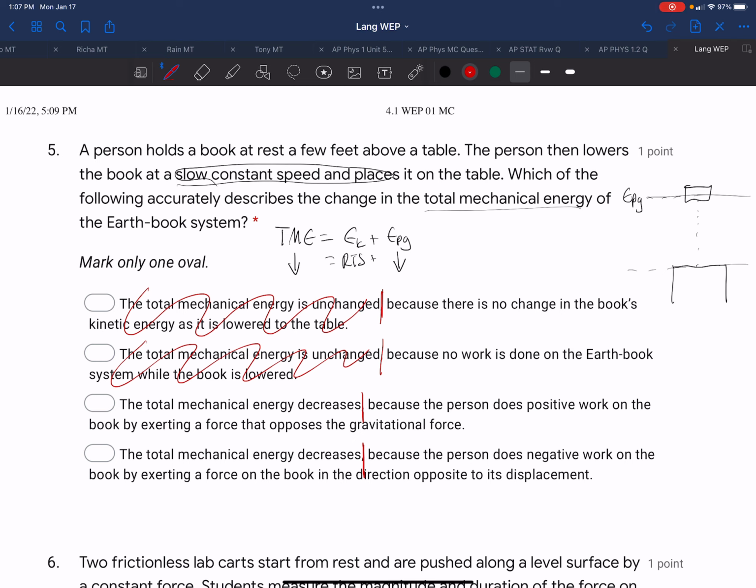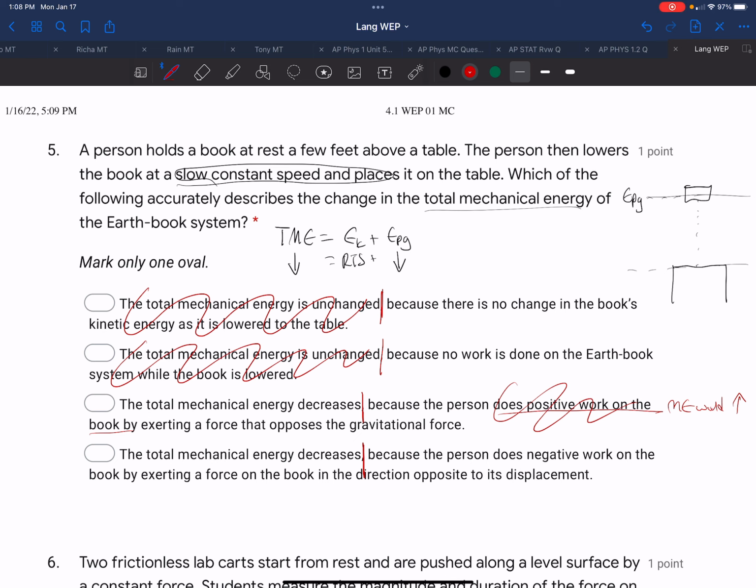The person does positive work on the book. If positive work were done on the book, then its mechanical energy would increase. And what we see is, although its kinetic energy remains the same, its gravitational potential energy decreases. So it looks like this is simply false. Let's look at our last choice.